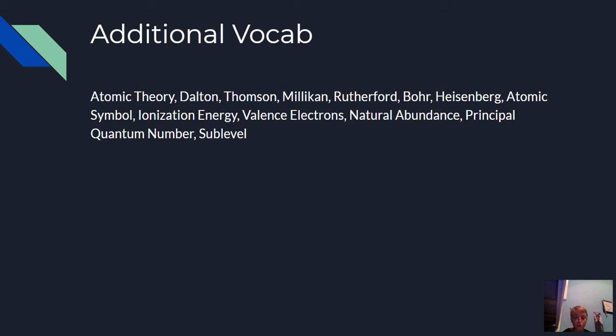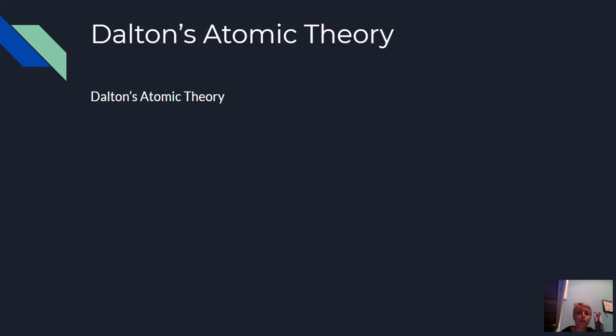Principal quantum number, one of 4 quantum numbers assigned to each electron in an atom to describe that electron's state. It refers to the size of the orbital and the energy level an electron is placed in. Sublevel, each energy level or shell is divided into sublevels, which are represented by the letters S, P, D, and F. So now that the vocab's out of the way, we can start with Dalton's atomic theory.